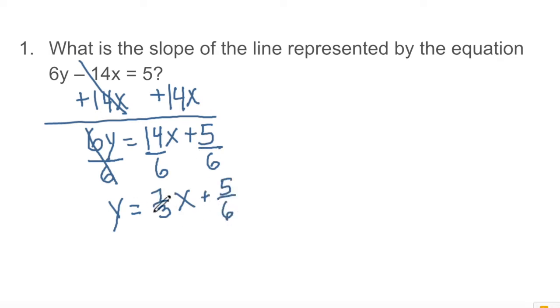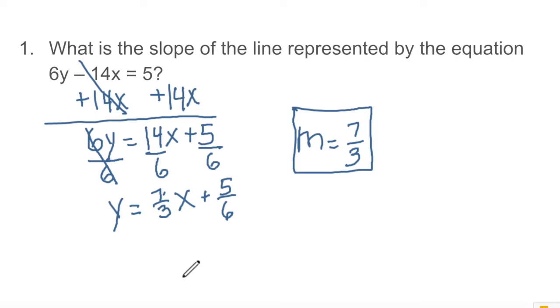Okay, so that's our slope-intercept form of the line, you see. So the question is, what is the slope? Well, the slope is this. It's the coefficient of x, right? 7/3. So m equals 7/3. That's our answer. All we had to do was convert the standard form of the line to the slope-intercept form. And then we took the slope right out of there.